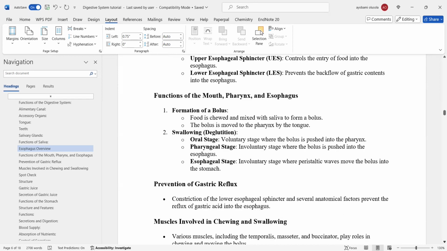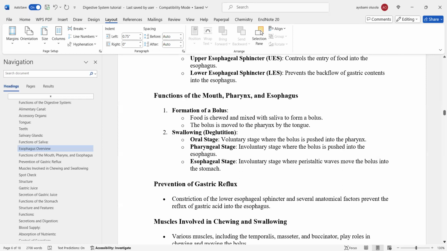So, functions of the mouth, pharynx, and esophagus. One, we have formation of a bolus. Food is chewed and mixed with saliva to form a bolus. The bolus is moved to the pharynx by the tongue.